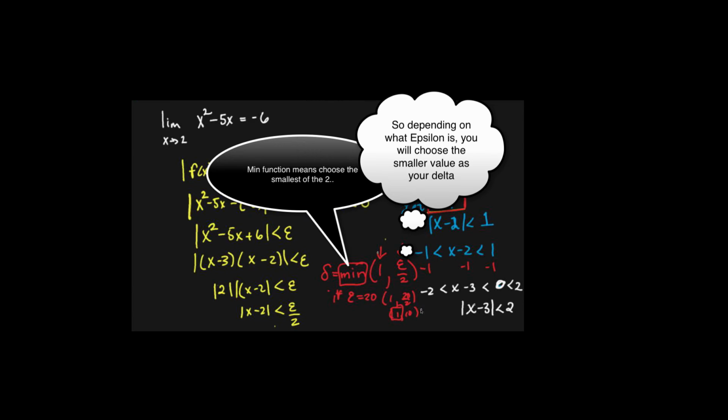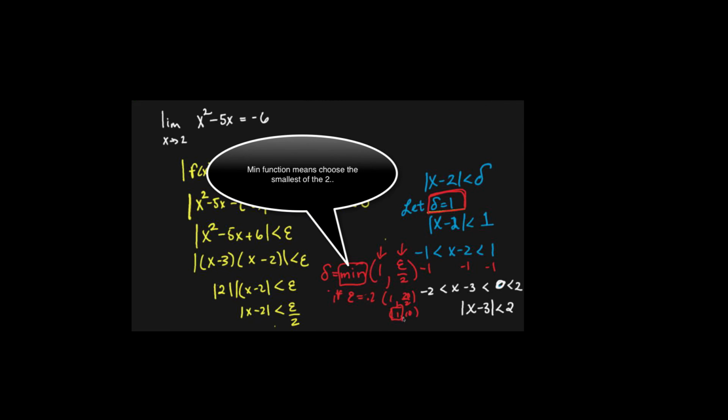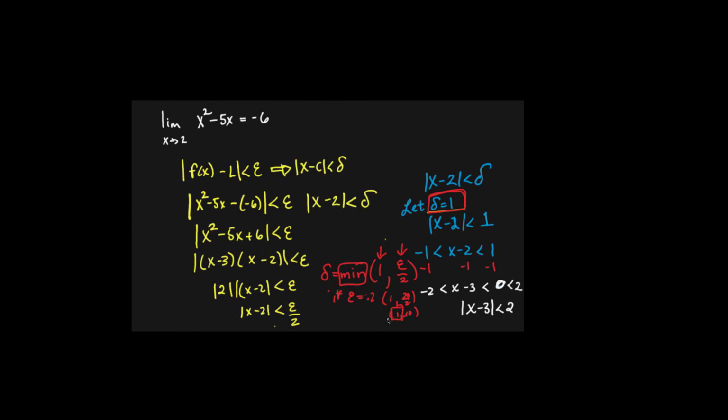If epsilon was 0.20, which is more realistic because they're usually decimally close, then you'd have 0.2 over 2, which is 0.10, and which one's the smaller one in this case? Your final answer is just delta equals min of 1 comma epsilon over 2.